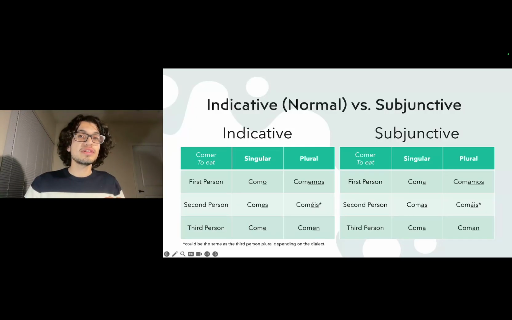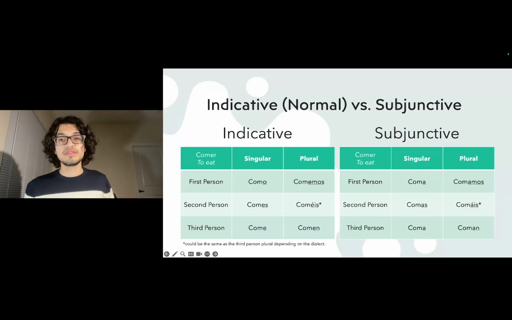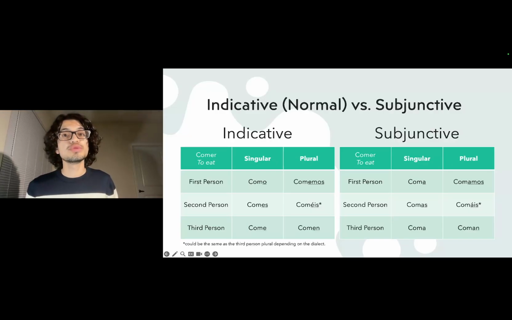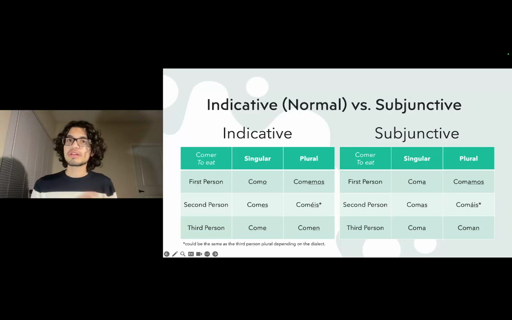In the indicative, you would conjugate it as yo como, tú comes, él come, nosotros comemos, vosotros coméis, ellos comen. But in the subjunctive, you would say yo coma, tú comas, él coma, nosotros comamos, vosotros comáis, and ellos coman. There's a few similarities and a few differences. So what's going on here? What did I do differently?